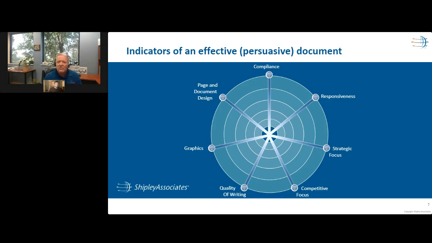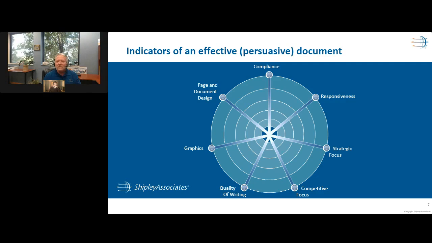Some key graphics ought to be developed really early during the planning. And then as we start actually writing captions and headings and theme statements, graphics can evolve or can be matured and changed. Great question. Thank you for that.